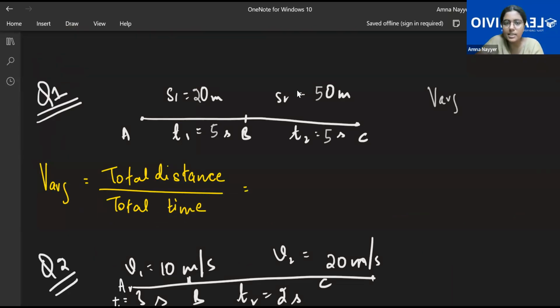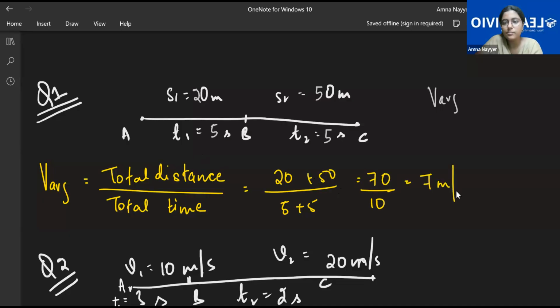See, what's the total distance here? This is 20 meter, this is 50 meter. So this becomes 20 plus 50 divided by, what's the total time? This is 5 seconds and this is 5 seconds. So 5 plus 5. This becomes 70 divided by 10, which is equal to 7 meter per second. This is the speed here. Okay, that's how you calculate the average speed.